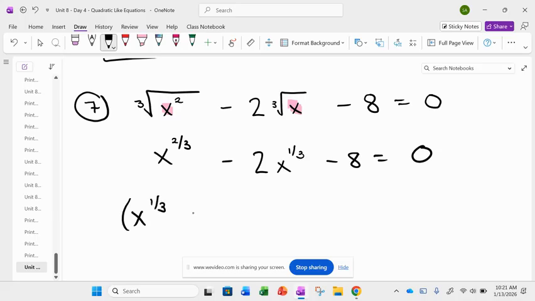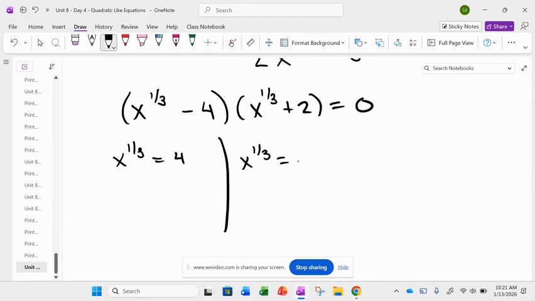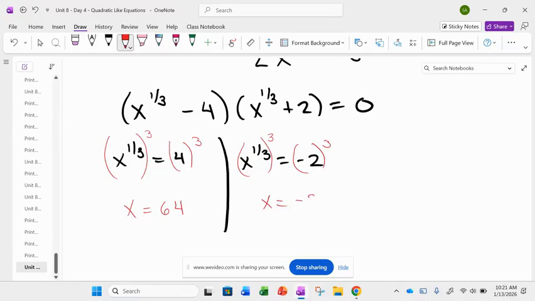Easy factoring, so x to the 1/3 minus 4, and then x to the 1/3 plus 2. And then we go and solve, and we're going to get x to the 1/3 equals 4, and x to the 1/3 equals -2. We're going to cube both sides. So we're going to get x is equal to 64, cube both sides here. x will equal -8. Would you have to check? Yes. Do they both work out? Yes. So we are done.